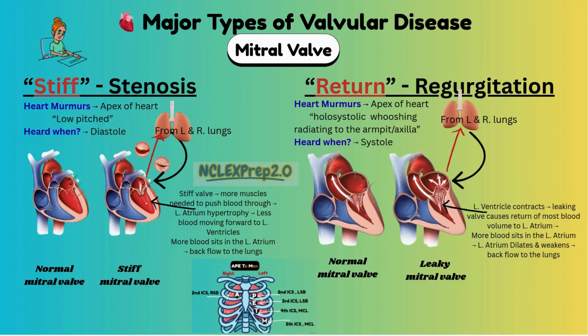That's why you will hear the low-pitched murmur during diastole when the atrium is trying to push blood forward to fill the left ventricle. Mitral stenosis commonly occurs due to stiffening of the mitral valve from scarring due to rheumatic fever disease, which is a complication from untreated strep throat or scarlet fever.